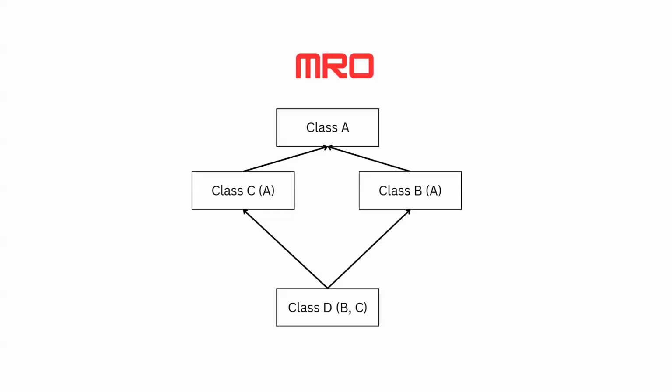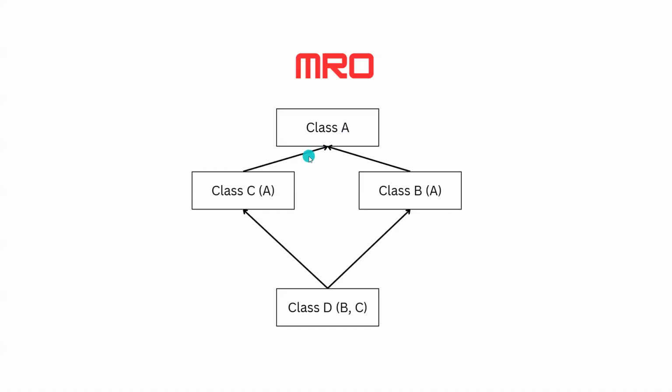Python uses the C3 Linearization algorithm to determine MRO. This algorithm ensures, first, that the order of base classes in the class definition is respected. Second, derived classes preserve the MRO of their base classes. Third, consistency, so there is no conflicting order between parent classes. Let's try to understand this with an example.